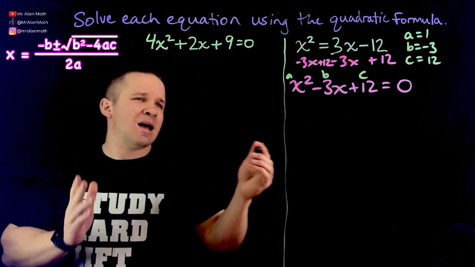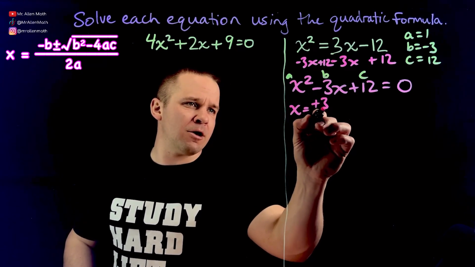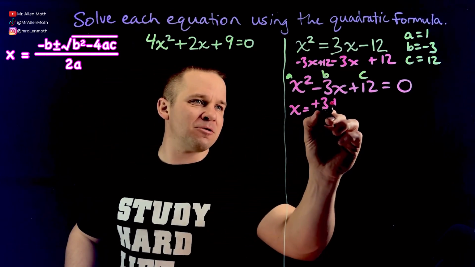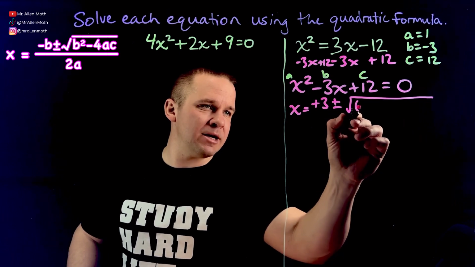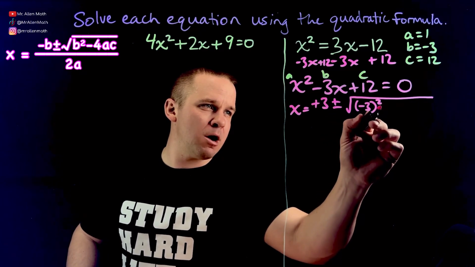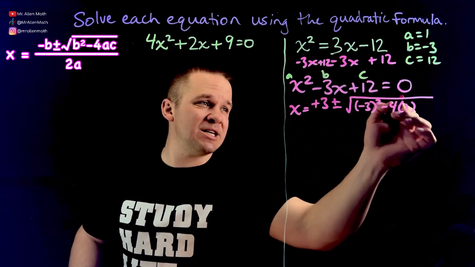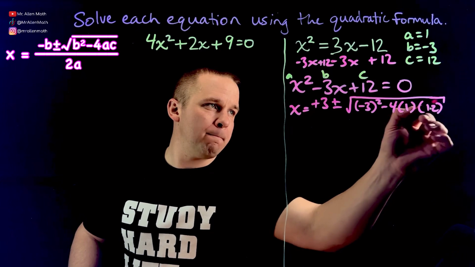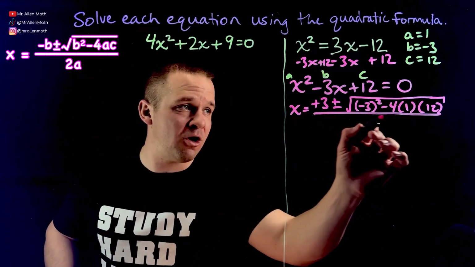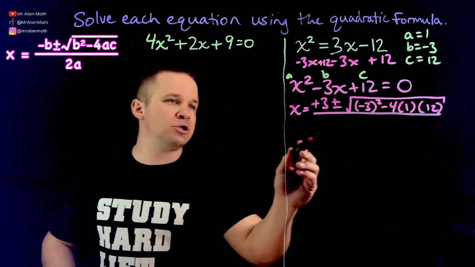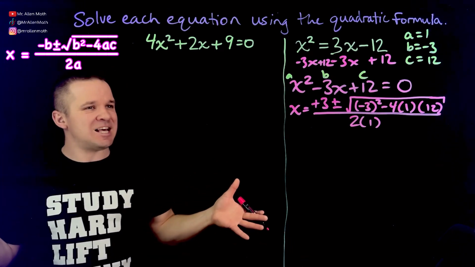All right, so see here, we got x equals the opposite of b, so positive 3, plus or minus the square root of b squared minus 4 times a times c, so negative 3 squared minus 4 times a times c, which is 12. Make sure that it's all in there. All divided by, so that fraction line goes all the way, okay? All divided by 2a. So 2 times 1 because a is 1. All right. Now let's clean this thing up, shall we?